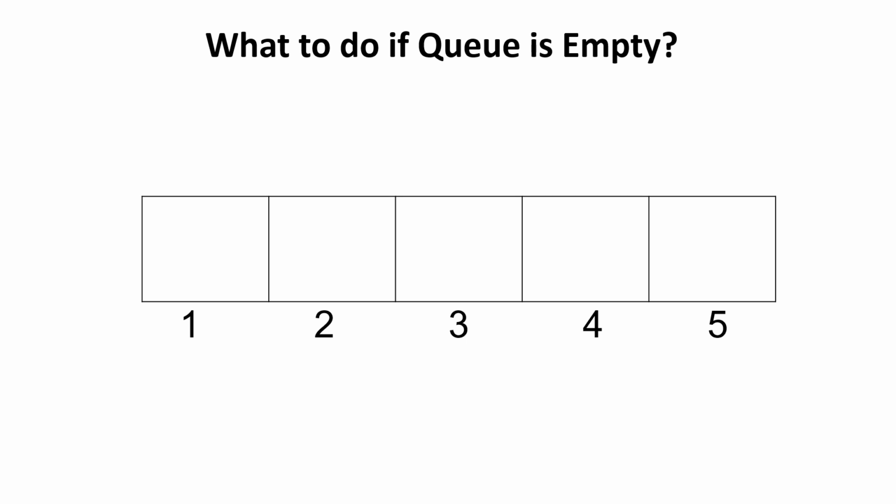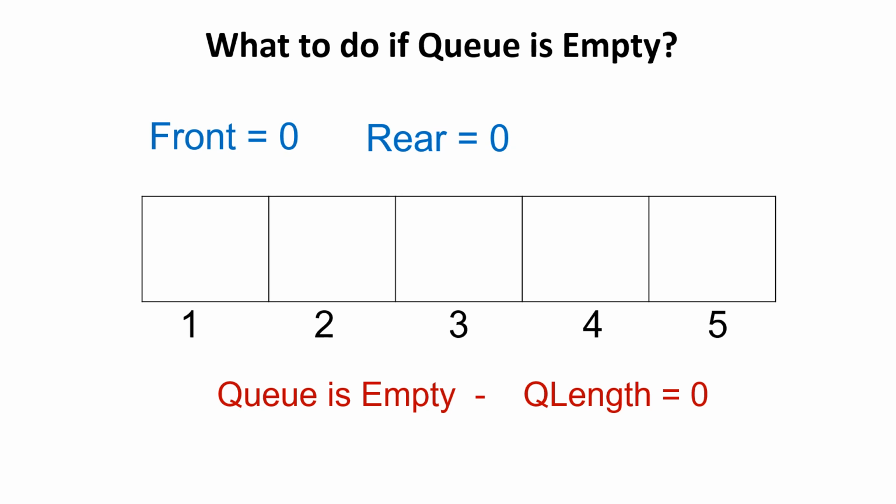What are the next steps of pseudocode? Before that, let's understand this. This is the initial stage of the queue. Initially, queue is empty, and that's the reason front and rear both pointers are having index 0. Queue length is also 0 because no elements present in the queue. Max is 5 means maximum 5 elements we can store in this queue.